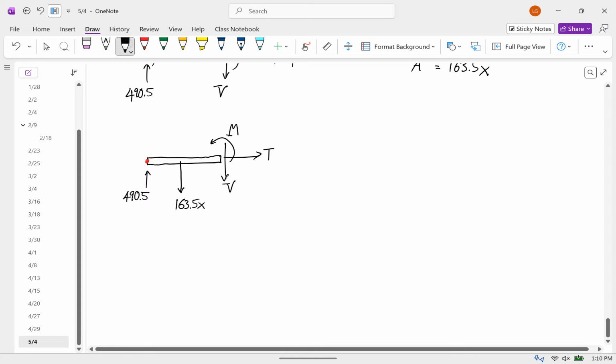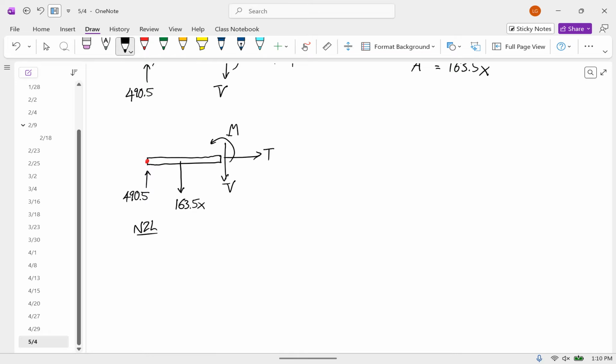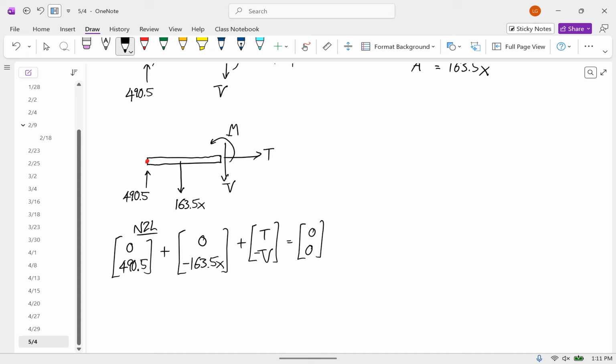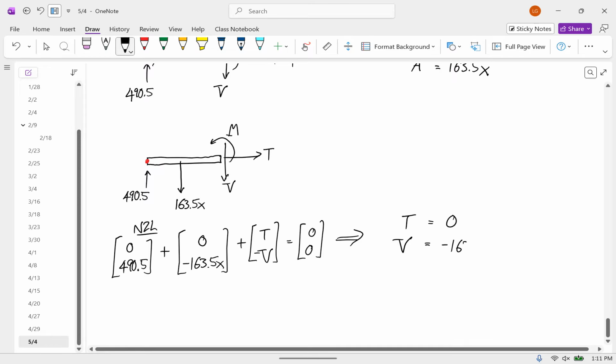My about point is going to be at the left. And so I'll start with Newton's second law. We have 0 = 490.5 + 0 - 163.5x + t - v = 0. And so there's no internal tension, and the internal shear force is V = -163.5x + 490.5.